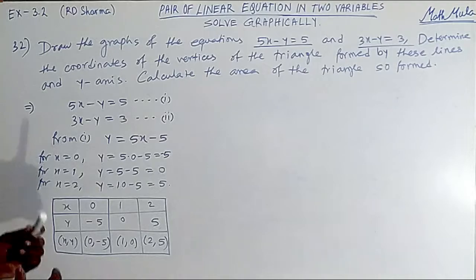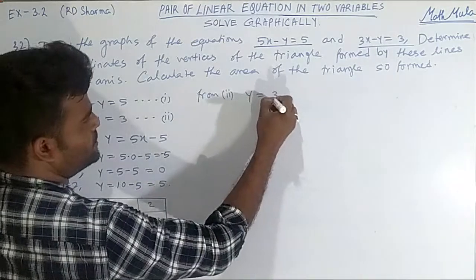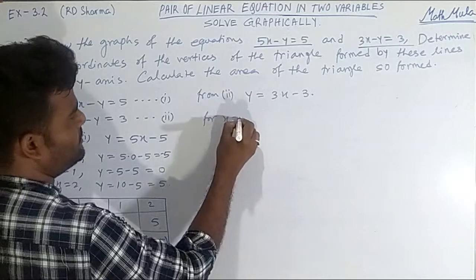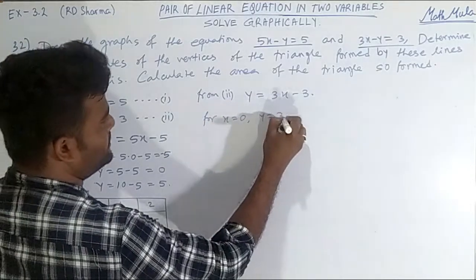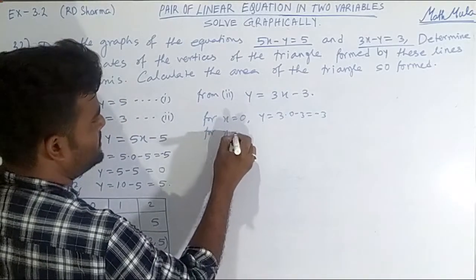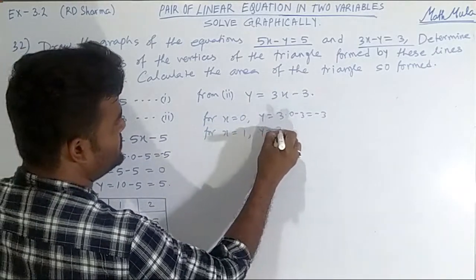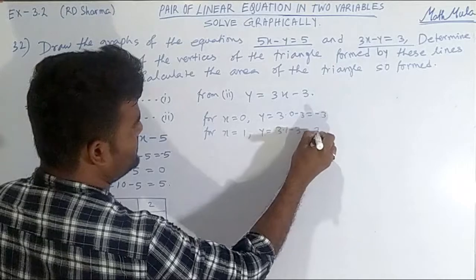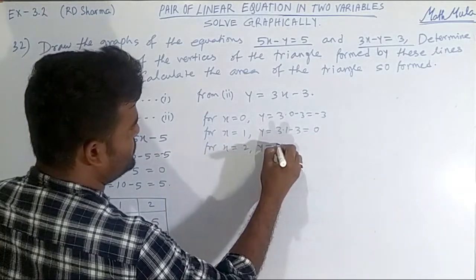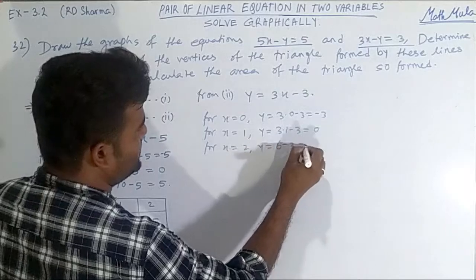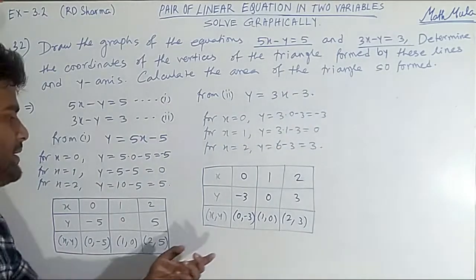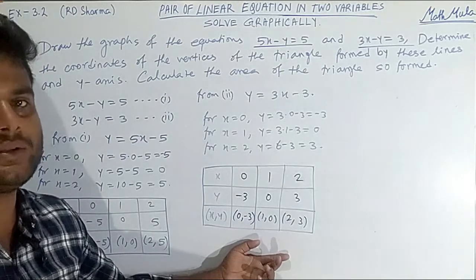Now we solve the second equation. y equals 3x minus 3. Now for x equals 0, similarly we get 3 into 0 minus 3, that is minus 3. For x equals 1, y equals 3 into 1 minus 3, that is 0. For x equals 2, y equals 3 into 2 minus 3, that is 3. Draw the table. Now we plot these points on the graph paper and draw the lines.